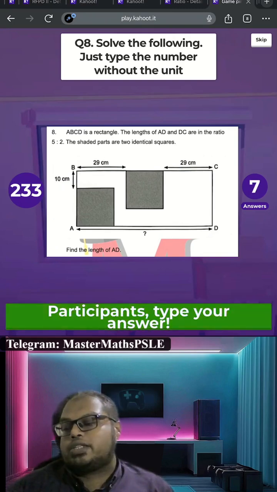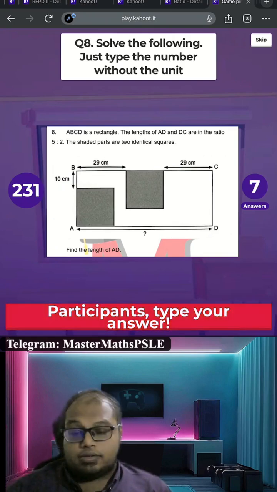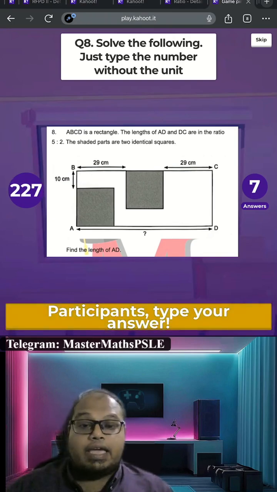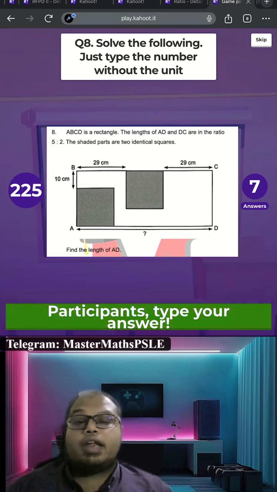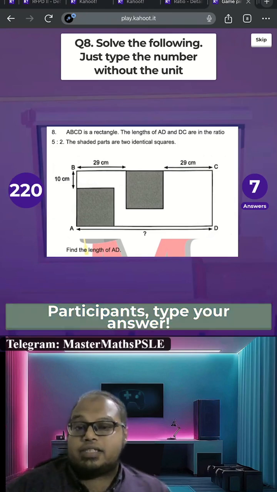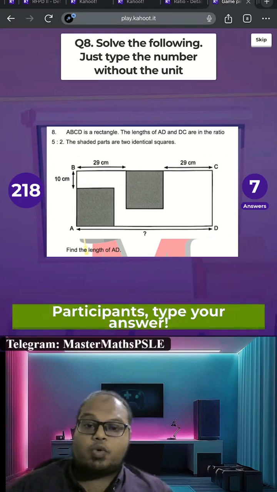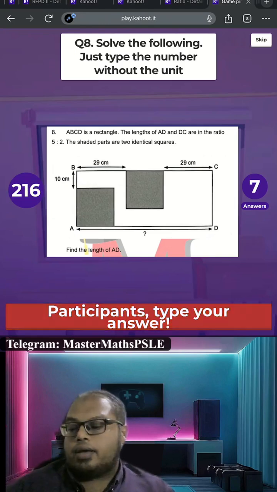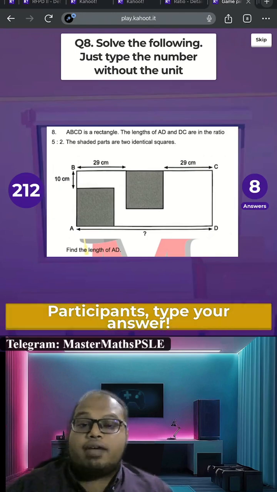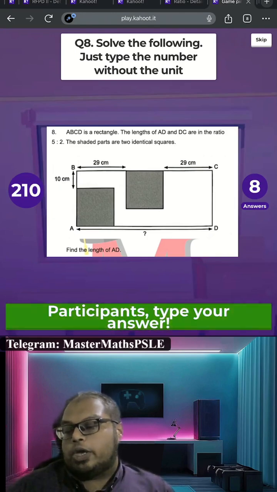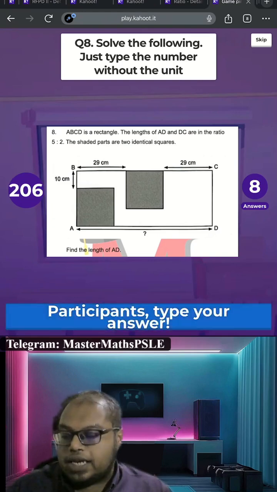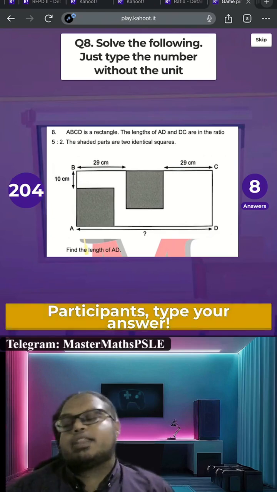Alright, so this question now, we have a rectangle where the length is made up of 29 cm, the side of a square, and another 29 cm. The breadth is made up of 10 cm and another side of a square. They give you the ratio of the length to the breadth, which is 5:2. Using this, you need to solve for the length of AD, which is the length of the rectangle.